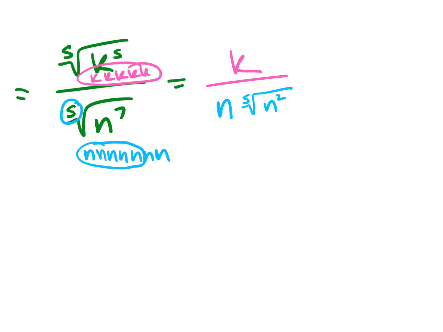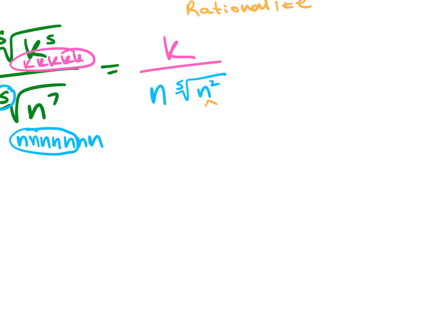Can I leave a radical in my denominator? No. Can't have a radical in your denominator. So that means that we have to rationalize. So I have 2 n's inside the radical. How many do I need to make a perfect set? 5. So how many more do I need? 3 more. So I'm going to multiply it by the 5th root of n to the 3rd power.